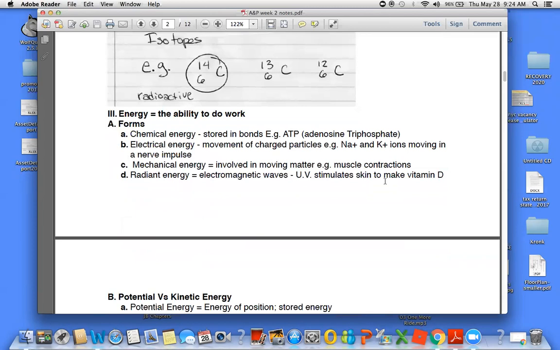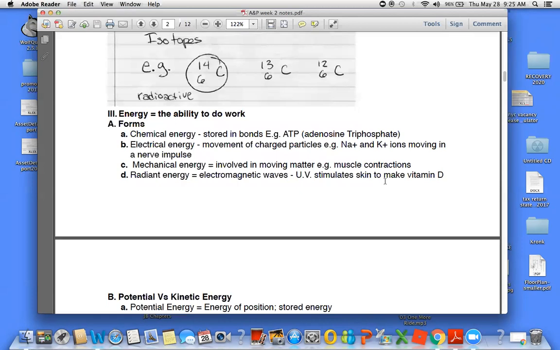And we're talking about energy, right? Energy of radiation. We've got other types of energy: chemical, electrical, mechanical, and radiant energy. Energy is defined as the ability to do work, to get something done, to clean up your room, put your books all on one shelf, right? All that takes energy.